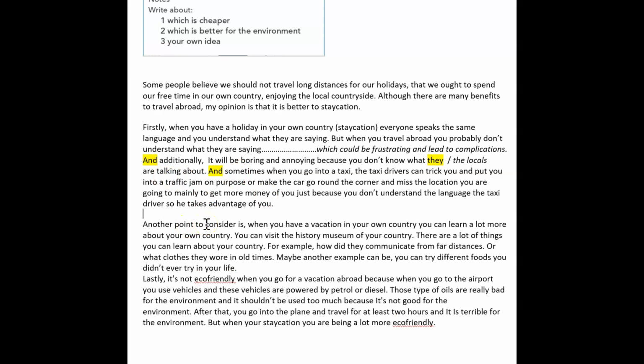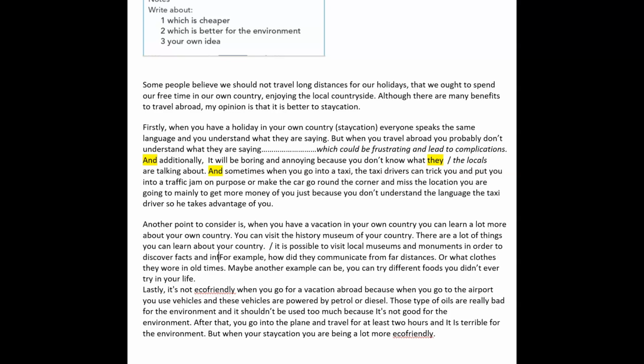Another point to consider is when you have a vacation, you can learn a lot about your country. Good. You can visit the history museum. There are a lot of things you can learn. So again, let's change this. It is possible to visit local museums and monuments in order to discover facts and information about one's home country. So you can see we need to start doing this.